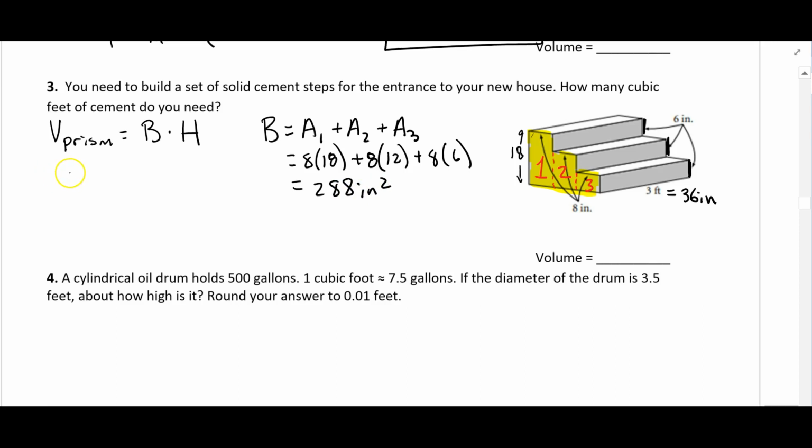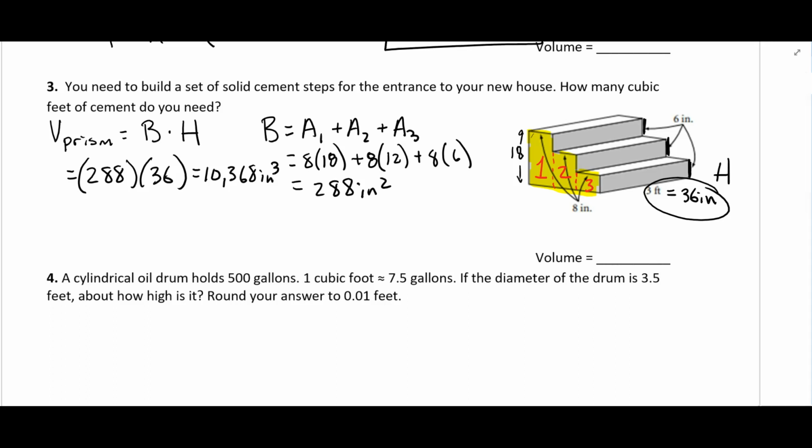Now, the volume of the prism is going to be the area of the base, which is 288 inches squared. And again, this 36 here, that's going to be my capital H. That's the distance between the parallel and congruent bases. So that's times 36, which should give me 10,368 inches cubed.